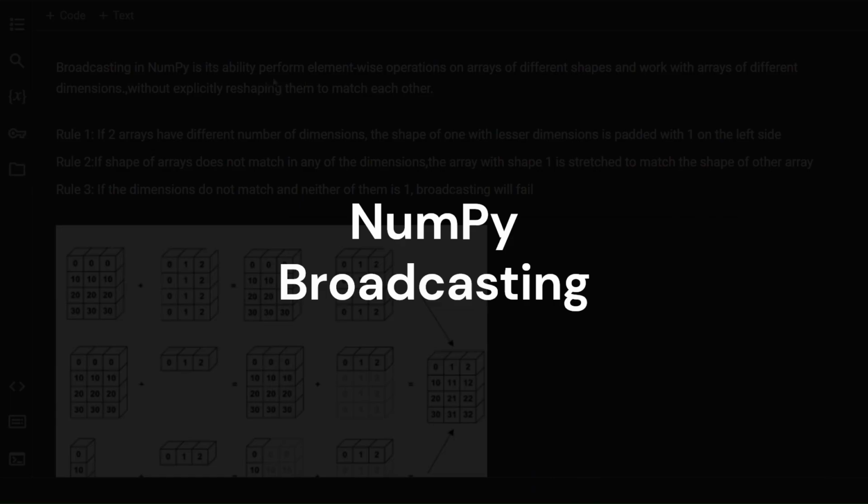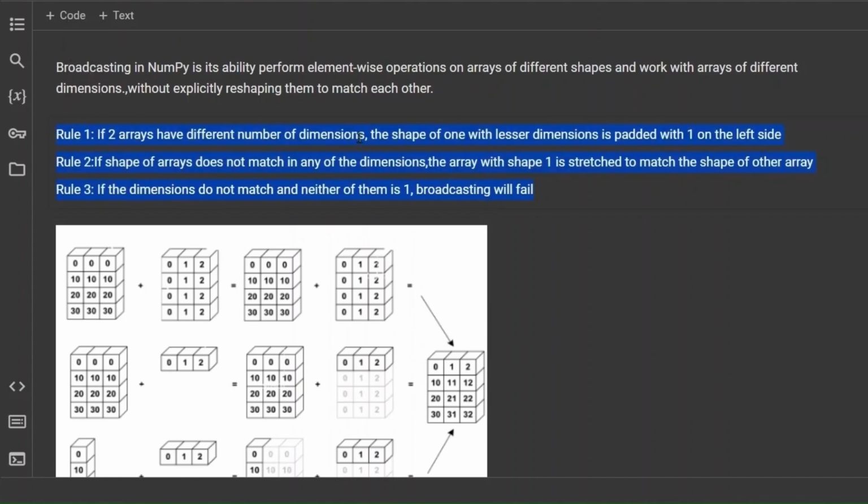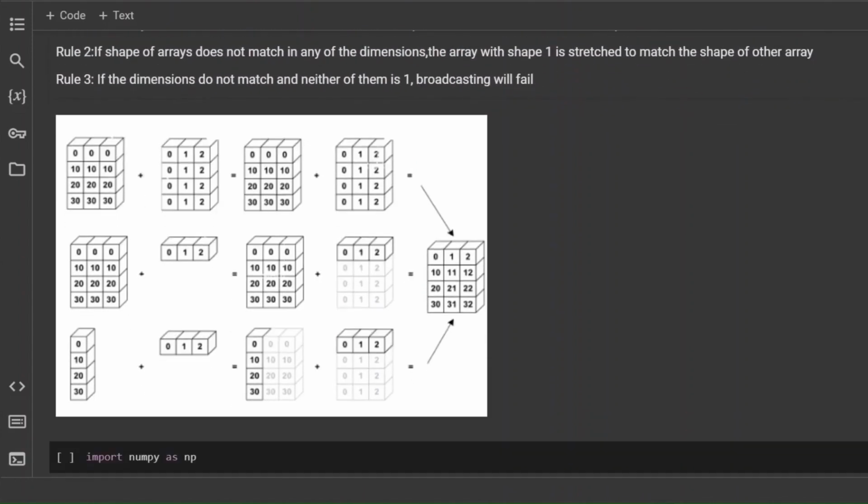Broadcasting in NumPy is its ability to perform element-wise operations on arrays, even if they are of different shapes, or maybe of different dimensions. Even then, without reshaping, we can match them to each other following some rules, these three rules, which we will see one by one. I have just stated them here so that you are theoretically aware of the rules. So let's jump into our discussion of how broadcasting works.